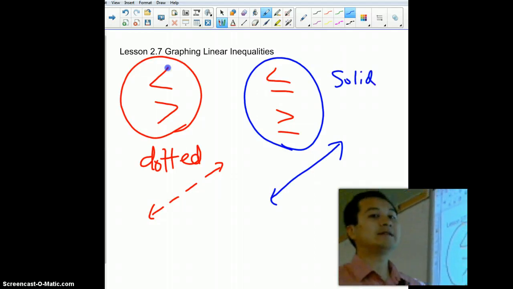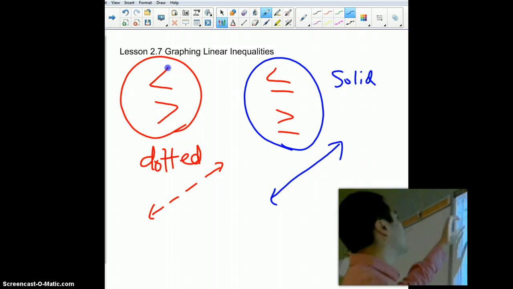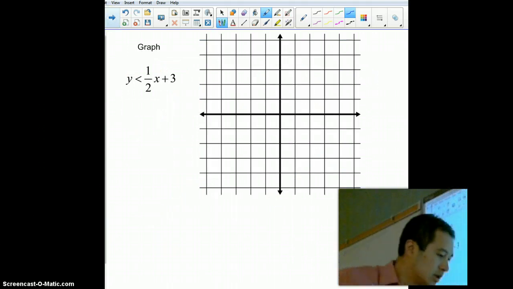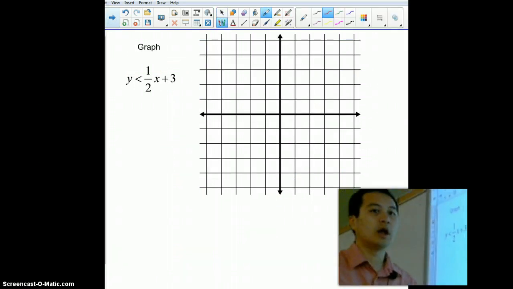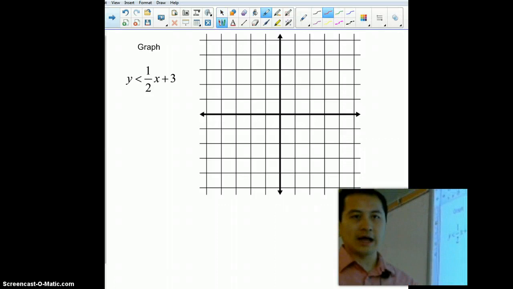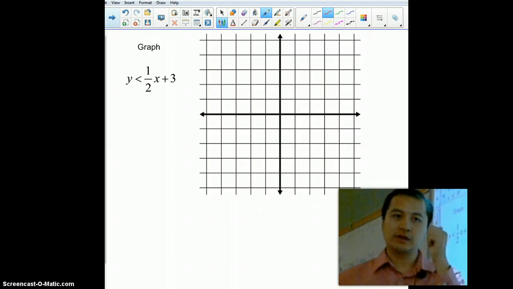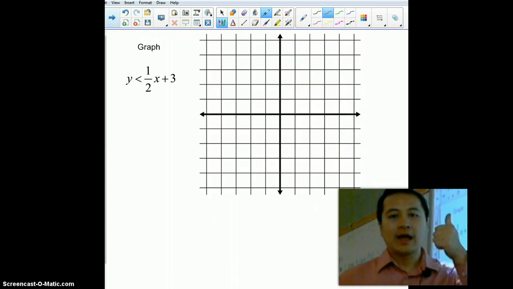Sound good? So let's actually graph a linear inequality. Take a look. Here's our first problem. So how do you graph this problem? First thing first, you graph exactly how you would graph a normal line. So in graphing a line, you have to find 2 things. First of all, you have to have it in y-intercept form. Is it in y-intercept form? Yes, so we're ready, set to go. Then you have to find 2 things to graph it. You need to find 1, slope, and 2, y-intercept. The m and the b.